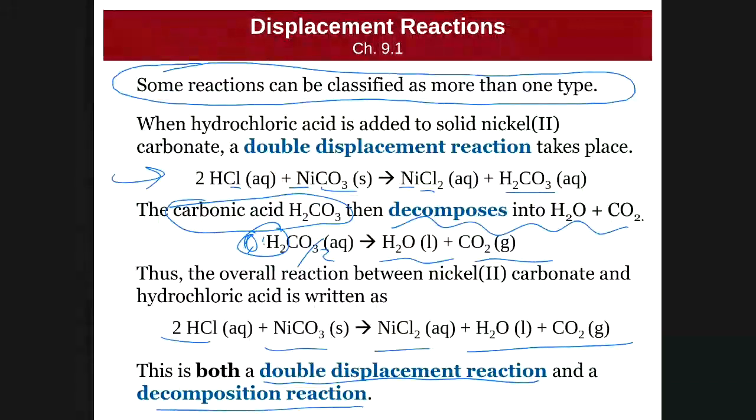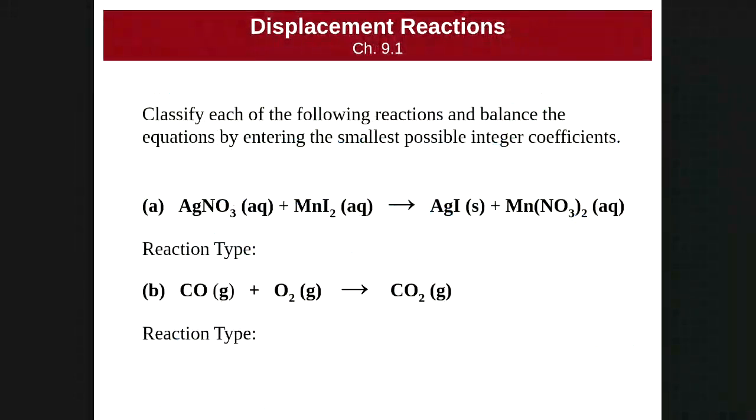All right, so let's practice. We want to classify each of the following reactions. First, we want to balance the equations and then classify the reaction type. So our first reaction, silver nitrate plus manganese iodide, is forming silver iodide and manganese nitrate. So our nitrate is going from being attached to our silver to being attached to our manganese, and our iodine is going from being attached to manganese to being attached to silver. So nitrate ion displaces the iodide ion, and we end up with silver iodide and manganese nitrate.